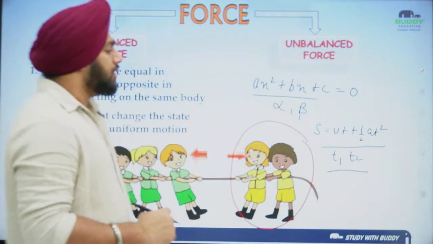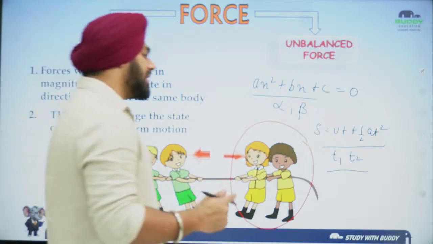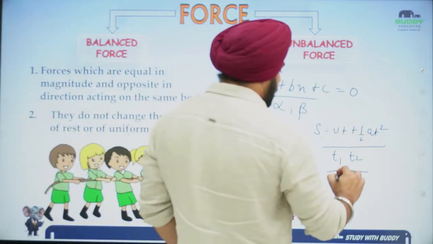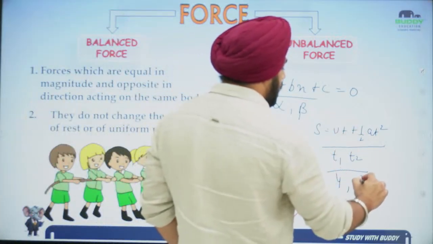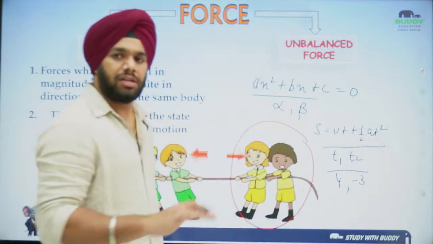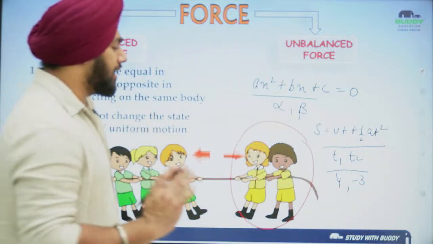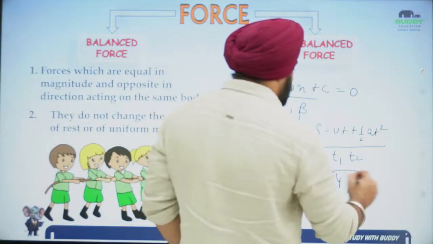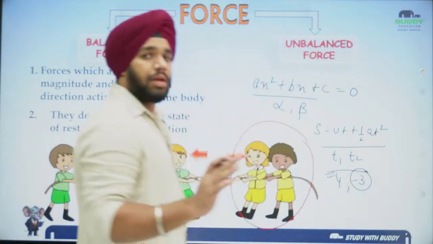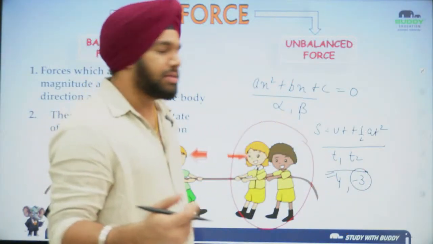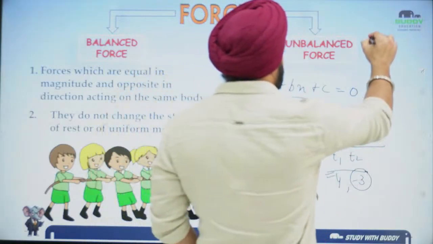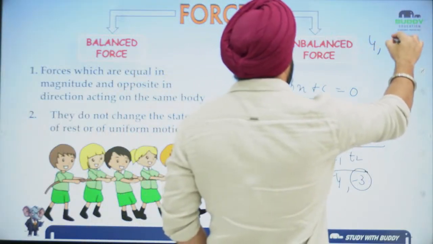So suppose one answer you got is 4 and the other answer you got is -3. One answer is positive and the other is negative. So you take the positive one because time cannot be negative, right? But sometimes what happens is that you get 4 and 9.